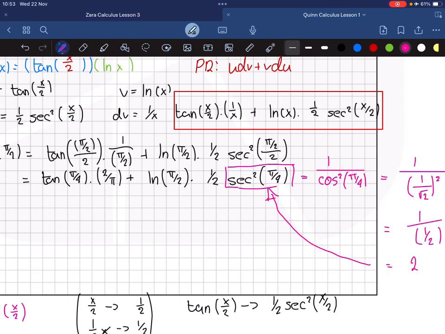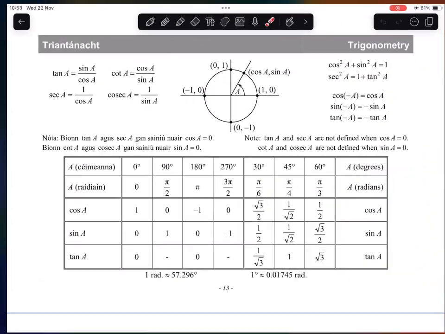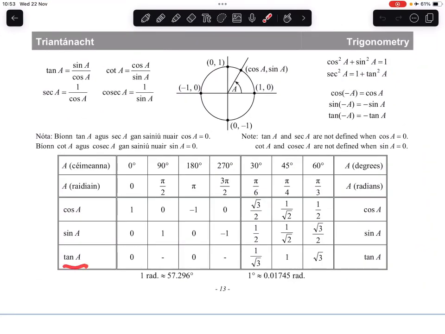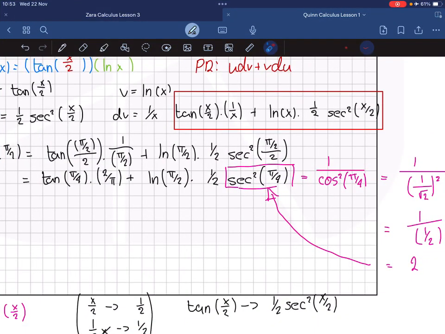Now we can take a look at what happens at the tan of pi over 4. So if we go here, we can see the tan pi over 4 is just 1. So if you go back, this equals 1, that equals 2, and now we can just start filling it out. So this is equal to the tan, 1 multiplied by 2 over pi plus the natural log pi over 2. And here we just have a half times 2, so we just get 1 again.